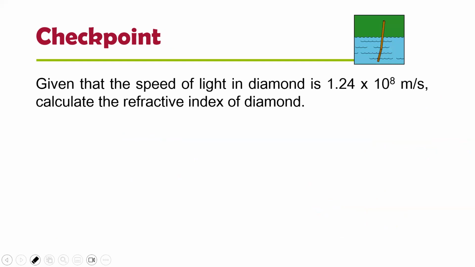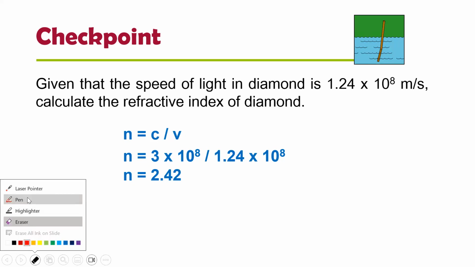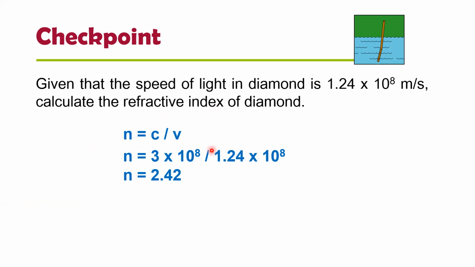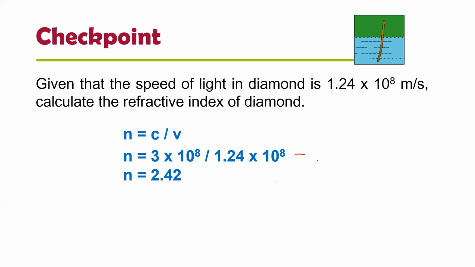I give you the speed of light in diamond is 1.24 times 10 to the power 8. What is the refractive index? Again, you are going to use the first formula, N equals C over V. So I'm going to sub in, C is 3 times 10 to the power 8 over V, which is speed of light in the diamond, 1.24 times 10 to the power 8. Mathematically, I will just take 3 divided by 1.24. I will get 2.42. And then times 10 to the power 8 divided by times 10 to the power 8, you cancel away the times 10 to the power 8.